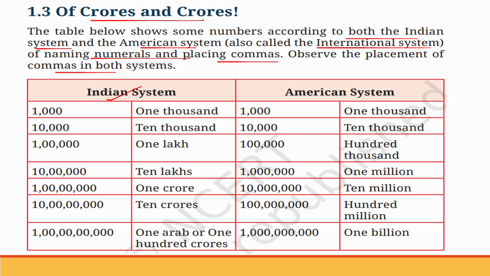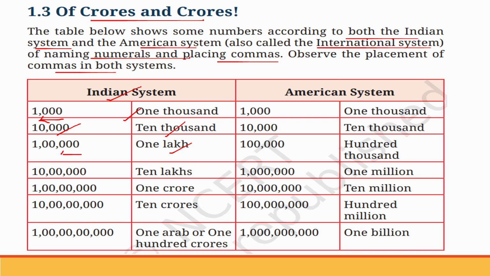You put the first comma after the first three digits from the right. After that, you put commas after every two digits. Okay, so this is 1000. You put the first comma after three digits from the right. The next we have 10,000. Next we have 1 lakh, 1,00,000.